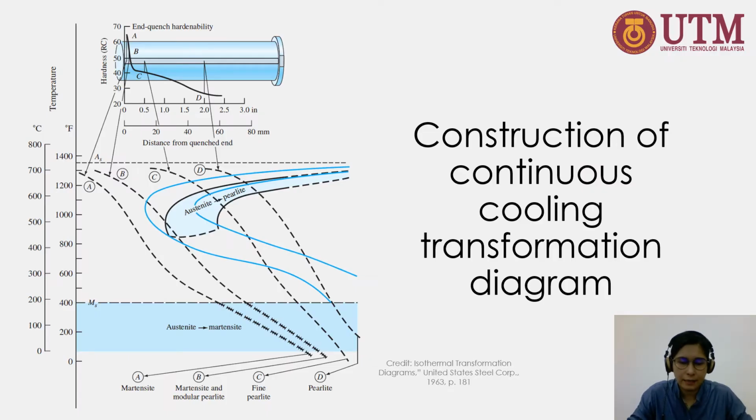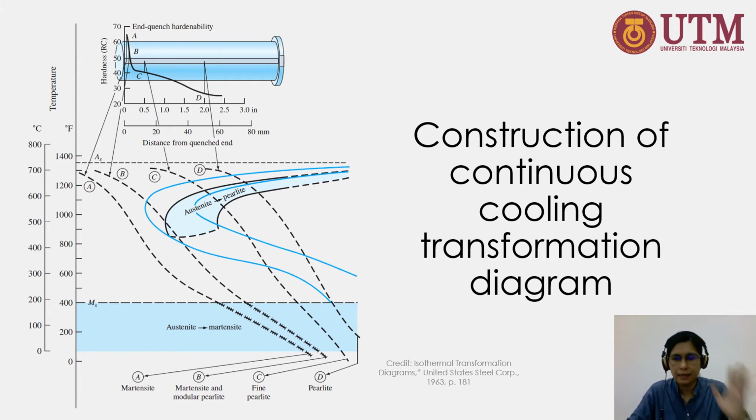From the Jominy test, the data on the cooling rate at various locations can also be used to construct a continuous cooling transformation diagram. If you're performing a continuous cooling heat treatment process, you need to refer to this diagram instead of the isothermal transformation diagram. So how did they construct this diagram?